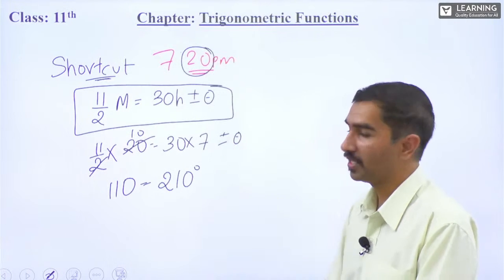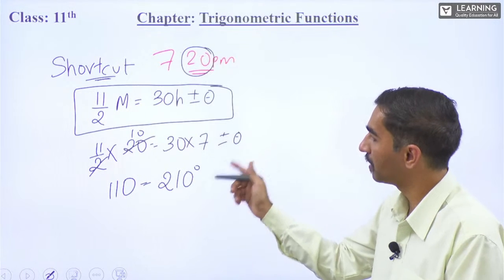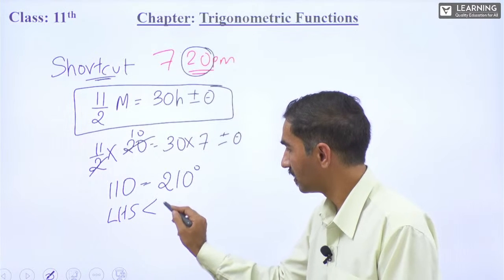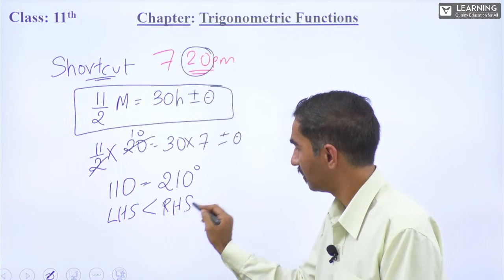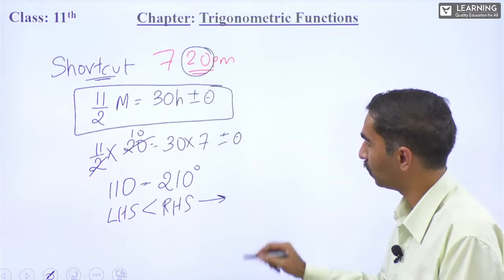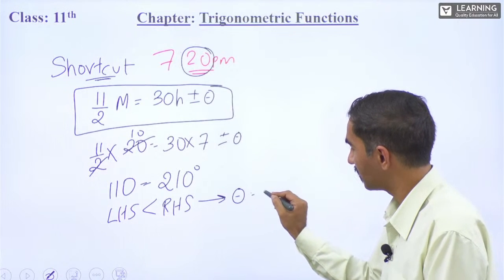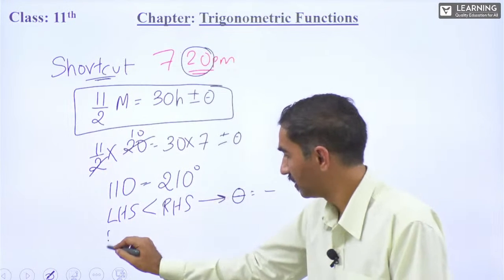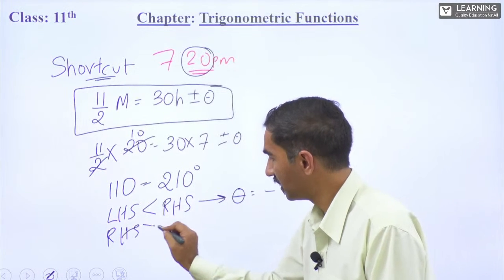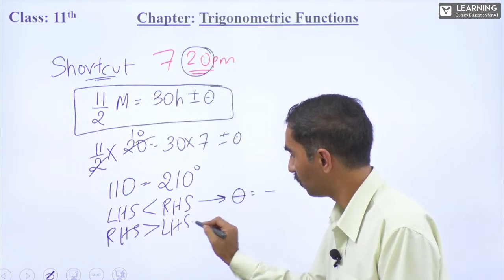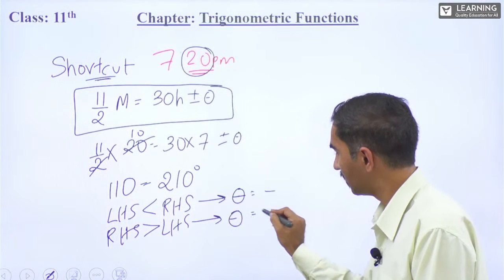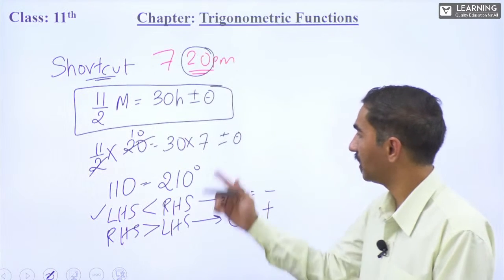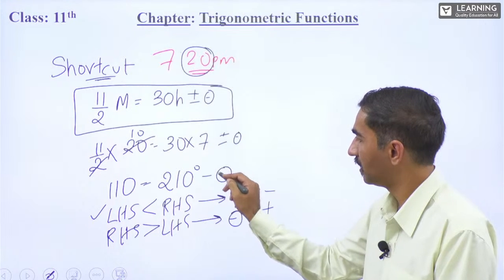So now plus or minus theta. This plus or minus theta will depend upon LHS and RHS. Here what is happening? LHS is lesser than RHS. Then what you have to do is, you have to take theta as the negative symbol. Just remember this. Vice versa, if RHS is greater than LHS, then what you have to do? You have to take theta as positive. Now which case do we have? We have this case. So take theta as negative, minus theta.